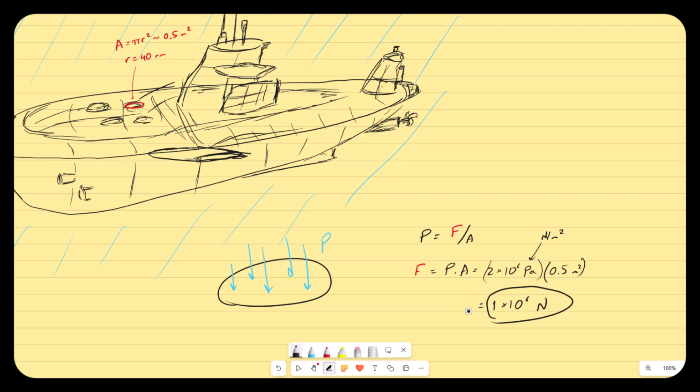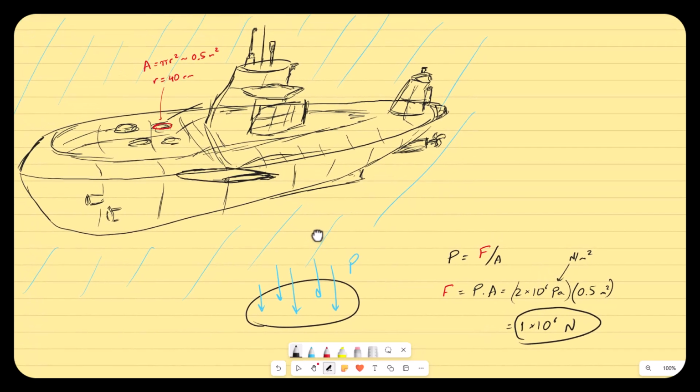Huge force. But this is actually based on real numbers. The hatches and the body, like the hull of a submarine, are really strong. They have to be to withstand that kind of pressure. Submarines will dive considerably farther than this also, so this isn't like a limiting sort of value. That's why they are made of high strength steel and sometimes titanium alloys.